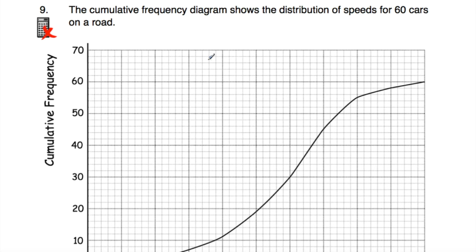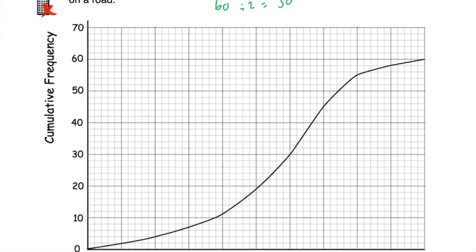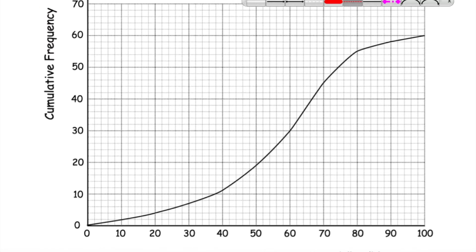So the 60 cars, so you can see here, the total cumulative frequency goes up to 60. And if we do 60 divided by 2, that's equal to 30. So we're going to go 30 across and down. So we're going to get our ruler and pencil, and this will give us our estimate for the median. We're going to go from 30 across and down.